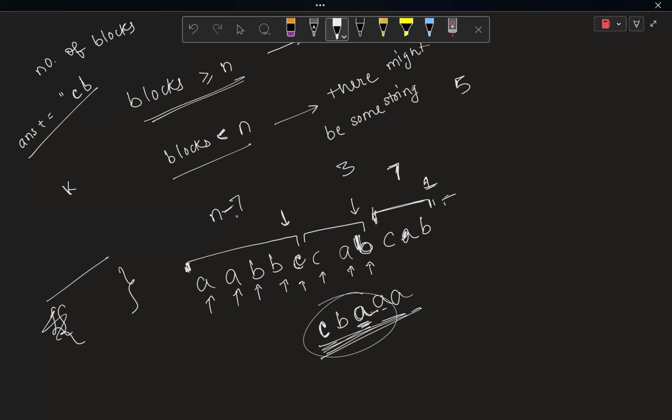So the number of blocks at the end would be nothing but answer.length. If answer.length is greater than or equal to n, then just print yes. In the other case, if the number of blocks were less than n, then I wanted to find out some character after all the blocks which is not coming up.